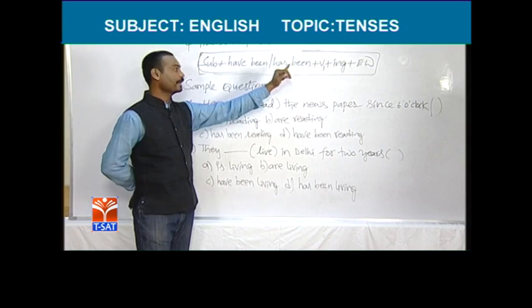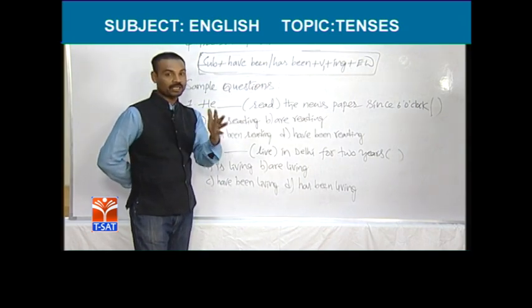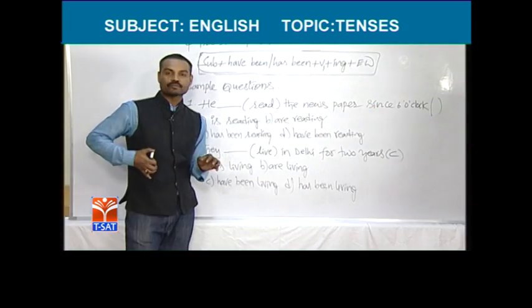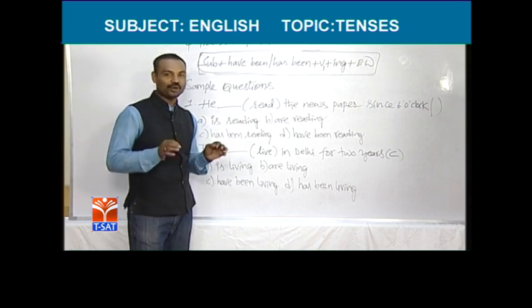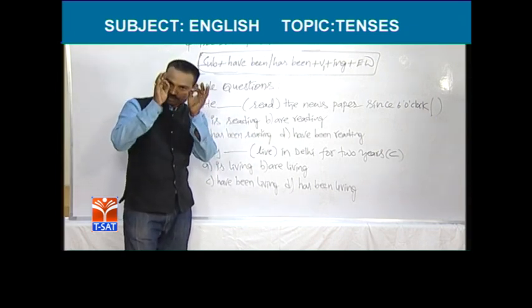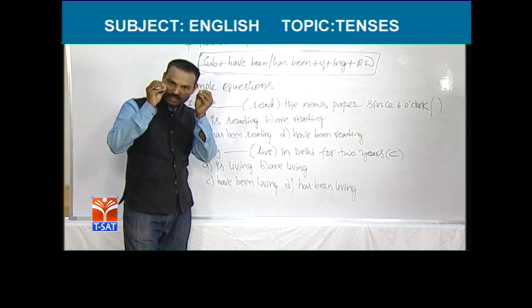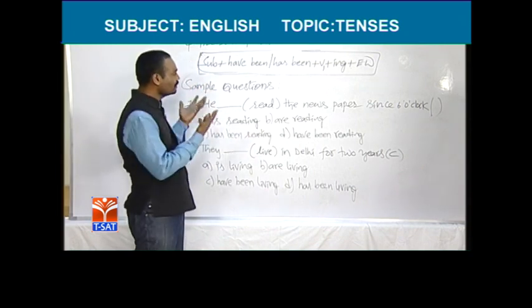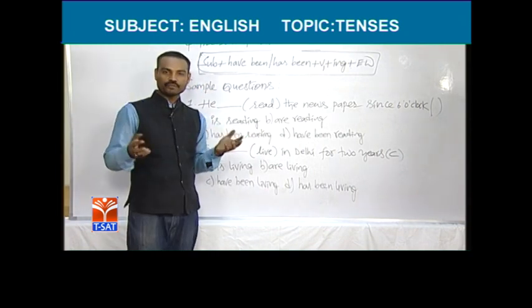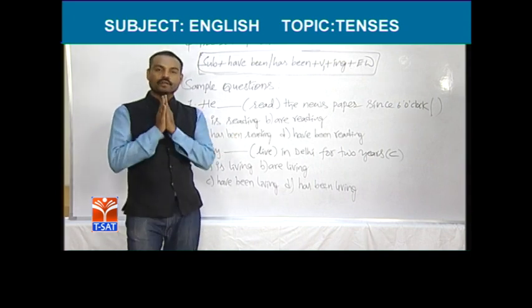Subject, have been, has been, V1 plus ing form and extra words. Like this, questions will be given. It's very simple. I have already told you that the English subject itself is a very easy subject. See how easy it is. What should you know if you want to write all the answers correctly?